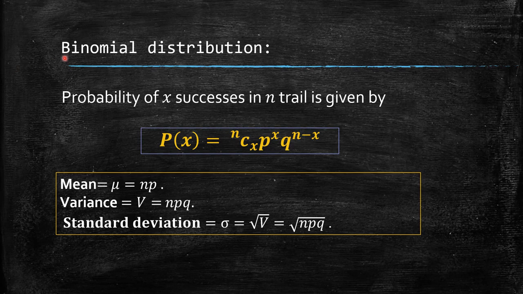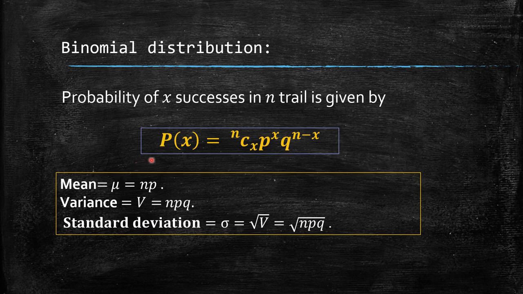In my last video I took the binomial distribution. Suppose a random experiment has only two possible outcomes, success and failure, repeated n times. Then the probability of x successes out of those n trials we can find by the probability function p of x equals nCx p to the power x q to the power n minus x.